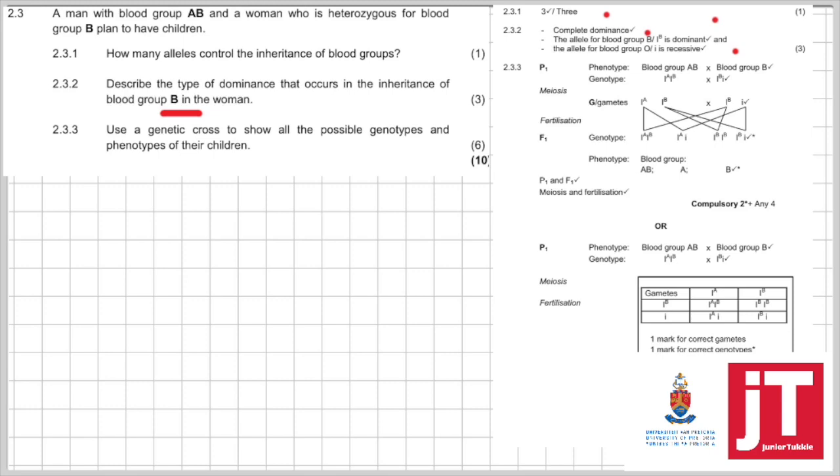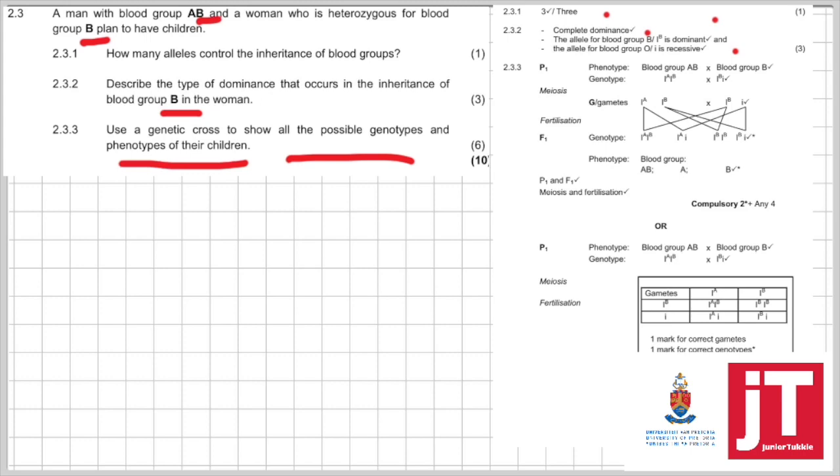And then 2.3.3. Use a genetic cross to show all the possible genotypes and phenotypes of their children. So, as you see in the memo, this is how you set it up. P1 phenotype: blood group AB and blood group B. That's the parents. Then you have genotype: IA IB, and IB i. As you can see in the memo: meiosis, gametes, fertilization.